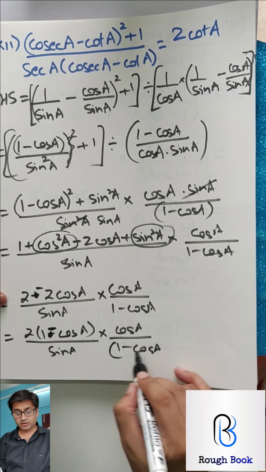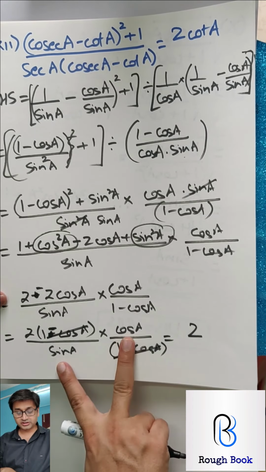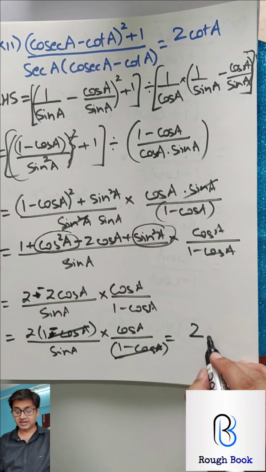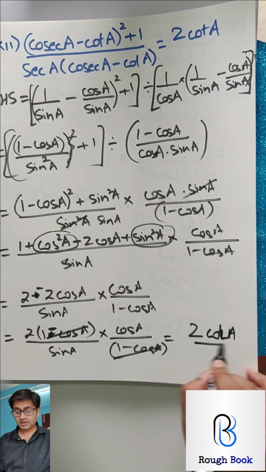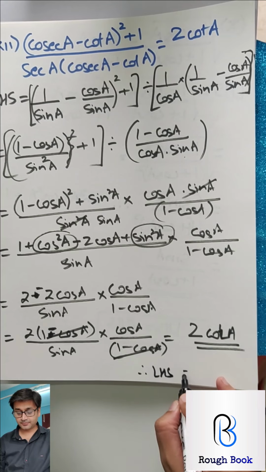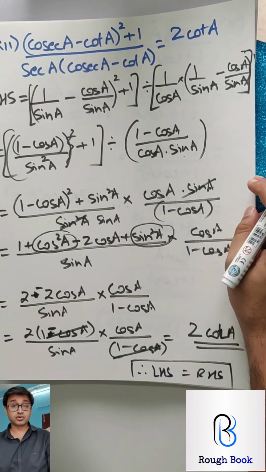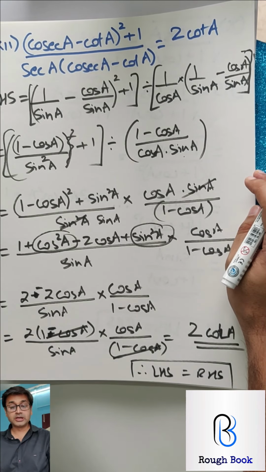So 1 minus cos A, 1 minus cos A I can cancel. 2 stays. Cos upon sin is left. Cos upon sin is cot. That's exactly what you wanted. And you can say therefore LHS is equal to RHS. Slightly challenging, I agree. So you should practice this sum on your own in case you copied.